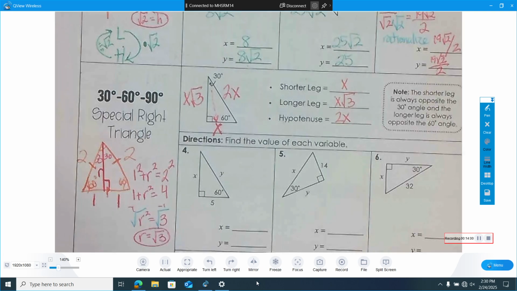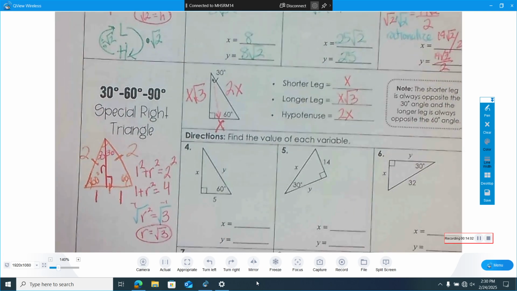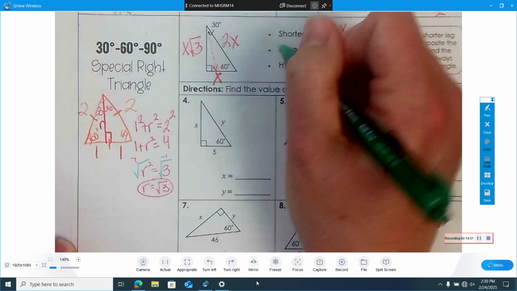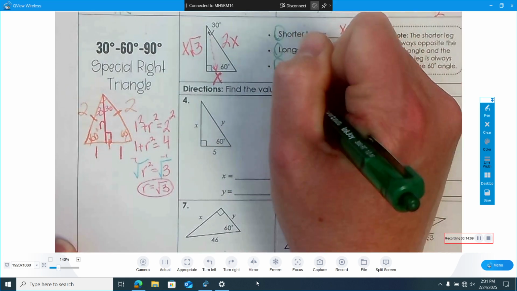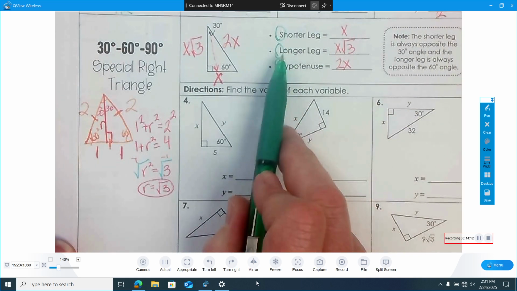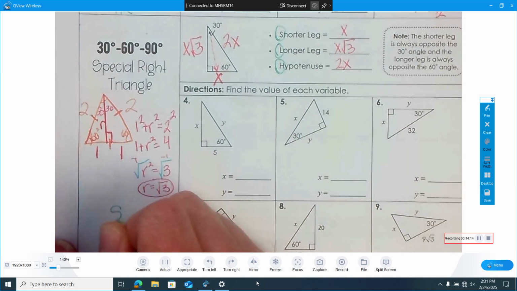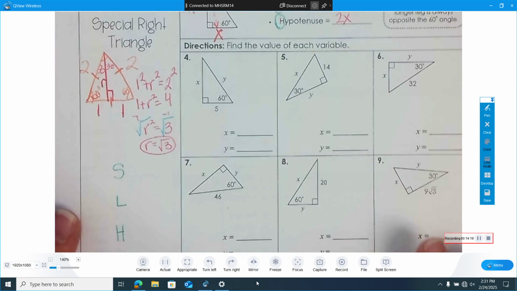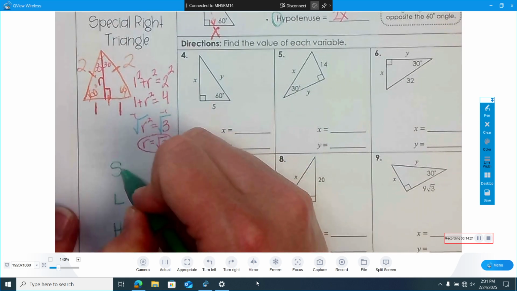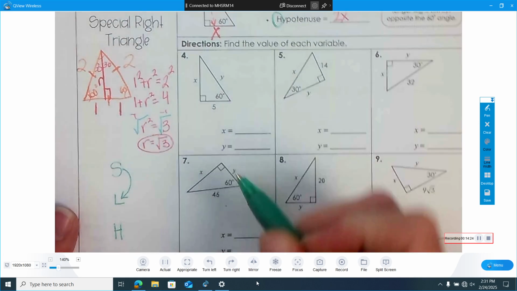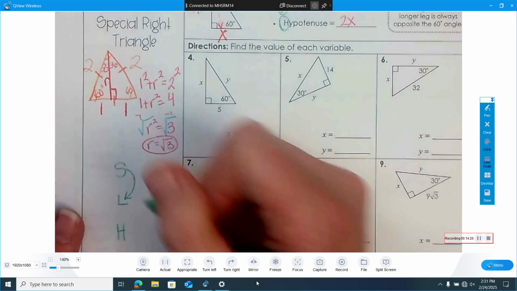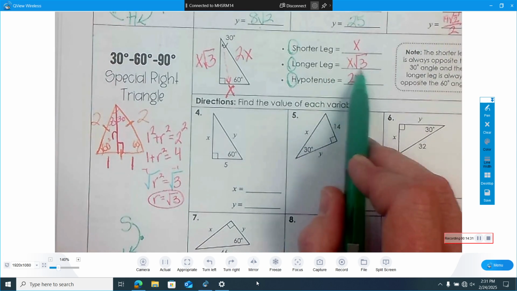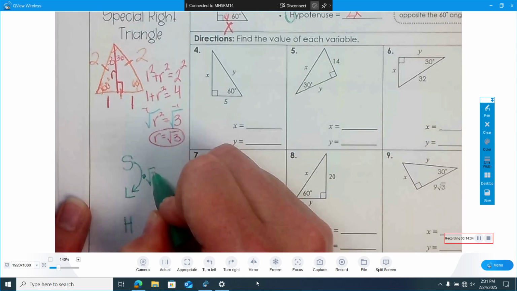I don't really like that. Again, I'm going to draw you a picture. So once again, I have a little graph here to help you out. Once again, this 30, 60, 90 has 3 parts. We have the short leg, the longer leg, and the hypotenuse. If I have the short leg and I want to get to the longer leg, what do I need to multiply by? Radical 3. So we multiply by radical 3.